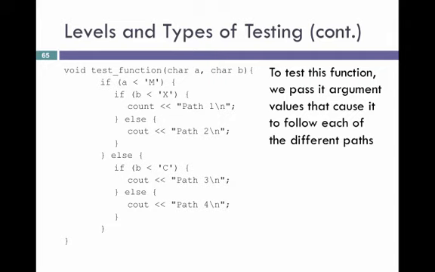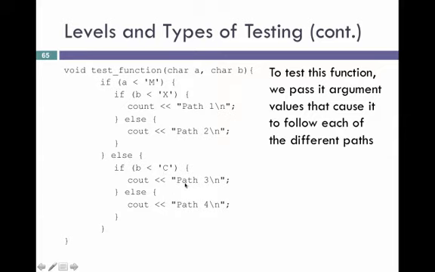So here's a small test function. It accepts 2 characters as input parameters. And then we have some conditional expressions. If A is less than M and B is less than X, then we set equal to path 1. Otherwise, we're at path 2.